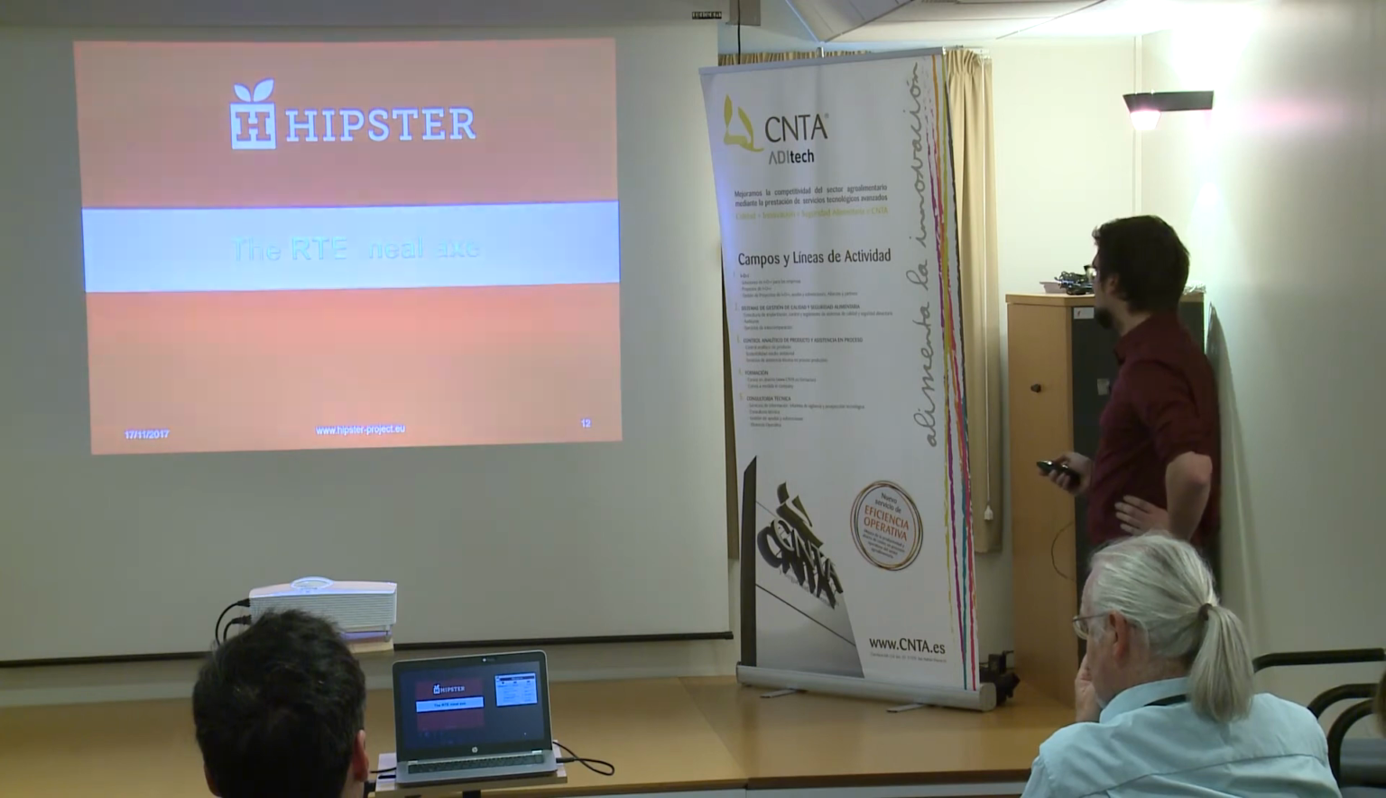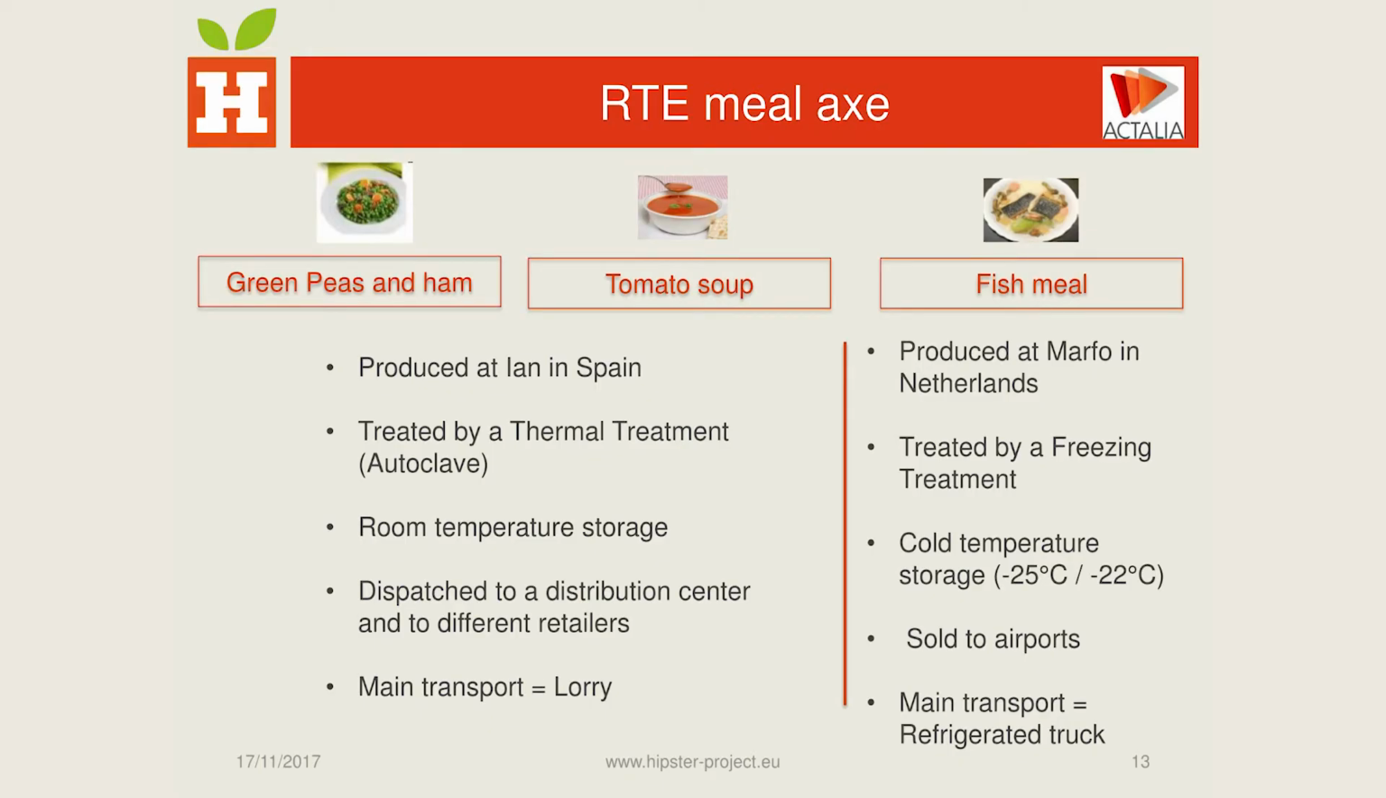So let's take a look at the ready-to-eat meal hacks. We performed three LCAs here. The green peas and the tomato soup were meals produced at Yarn Industry in Spain, treated by a thermal treatment, an autoclave, stored at room temperature, dispatched to a distribution center and to different retailers, and transported by a lorry. And the last case study was a fish meal produced at Mafro in Netherlands, treated by a freezing treatment, stored at very cold temperature, sold to exports where it's consumed in the plane. And the main transport is a refrigerated truck.